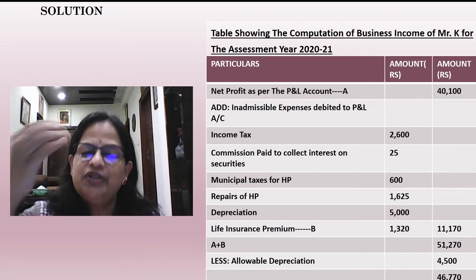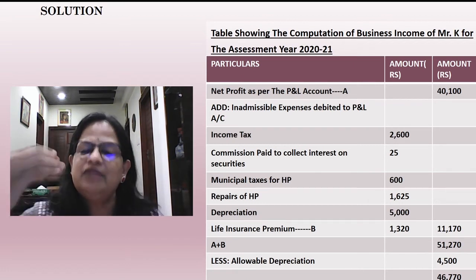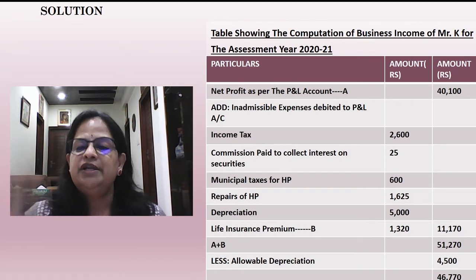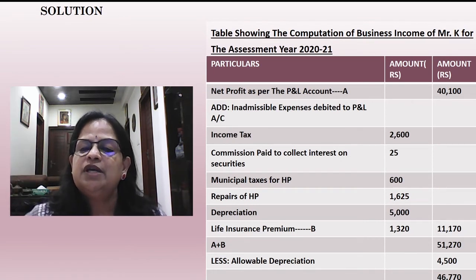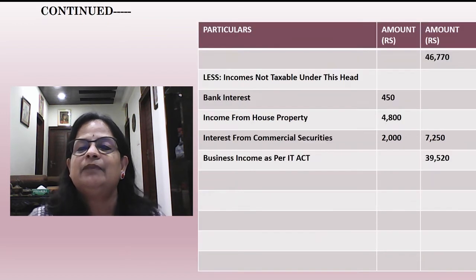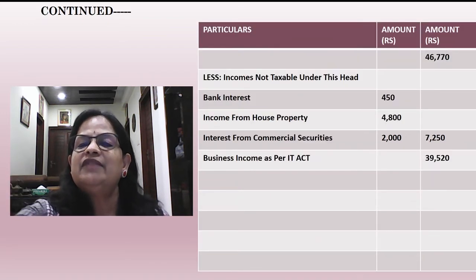Now I told you, you have to reduce actual depreciation, which is given in the additional information. In this problem, it's 4,500. So you are reducing that. Now you are getting 46,770. I carried forward 46,770 to this slide.